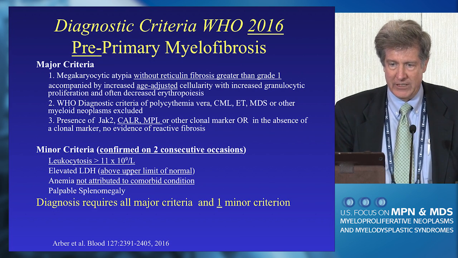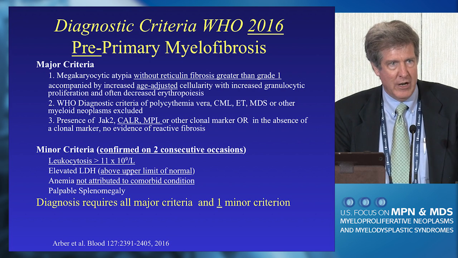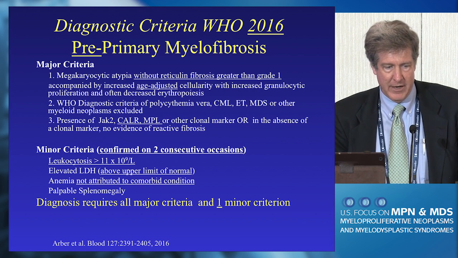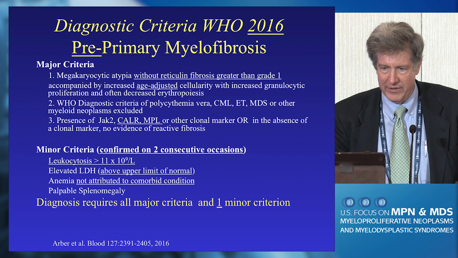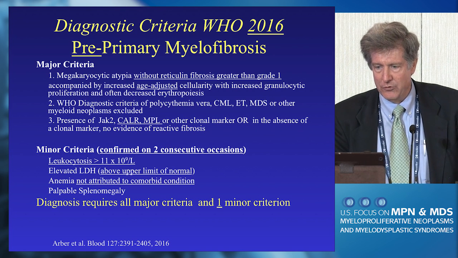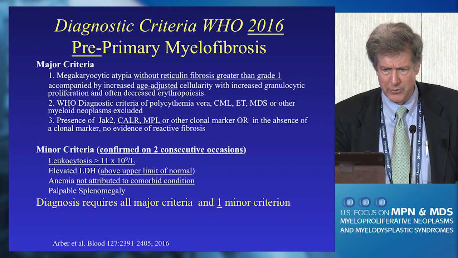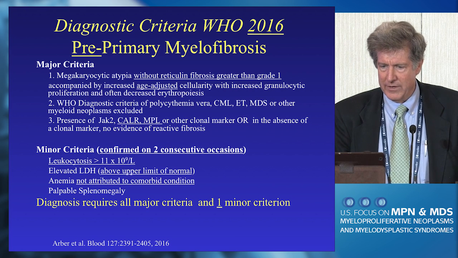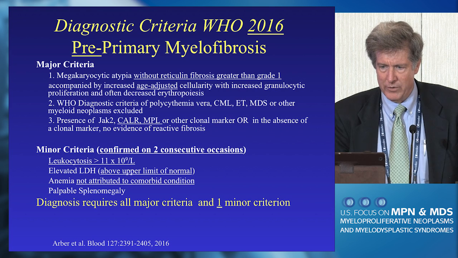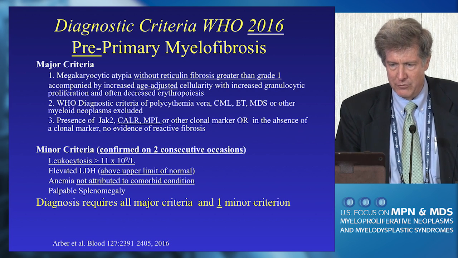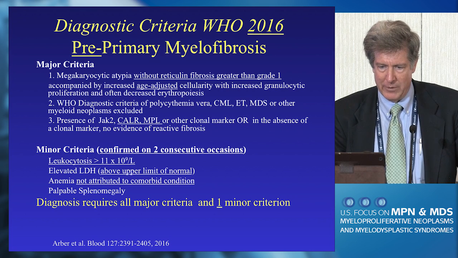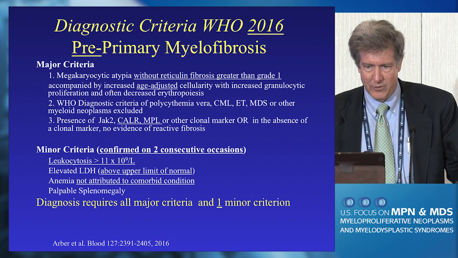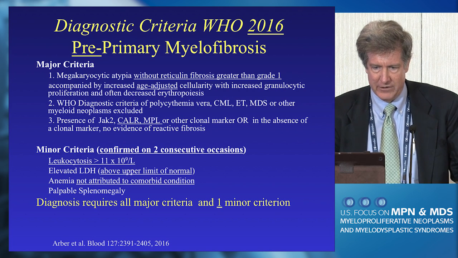In 2016, the WHO has now introduced the notion of a pre-primary myelofibrosis. And this includes patients who have megakaryocytic atypia without reticulin fibrosis greater than grade 1, and we'll go through the grading in just a minute, with increased age-adjusted cellularity, with increased granulocytic proliferation and often decreased erythropoiesis, exclusion of the other MPNs, and the presence, again, of these updated clonal markers, or in the absence of a clonal marker, no evidence of reactive fibrosis.